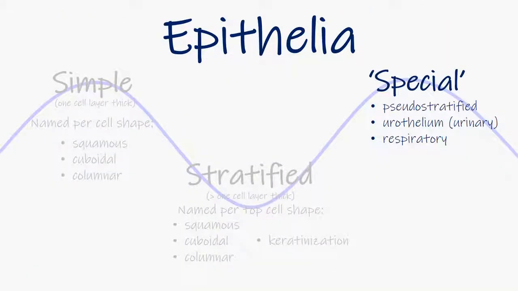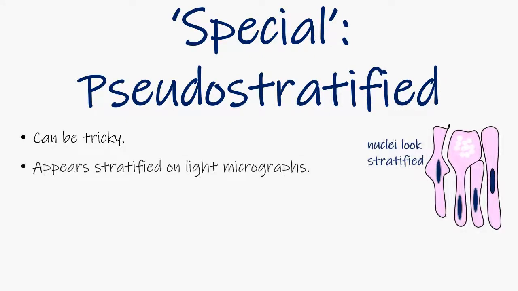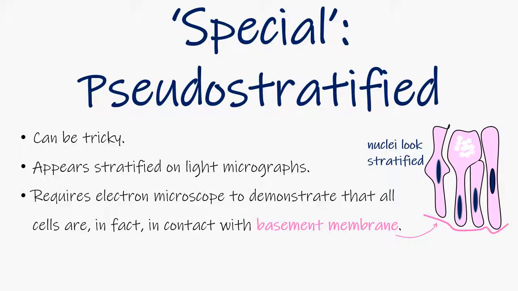Let's now wrap up this epithelia video by looking at three special types: pseudostratified, urothelium, and respiratory epithelium. Pseudostratified can be a tricky epithelium. On light micrographs, and in this example schematic, it can appear stratified because the nuclei are at different levels in the cells. But when observed under the electron microscope, it can be confirmed that the cells are not stratified because they all come into contact with the basement membrane, and so this tissue is called pseudostratified.